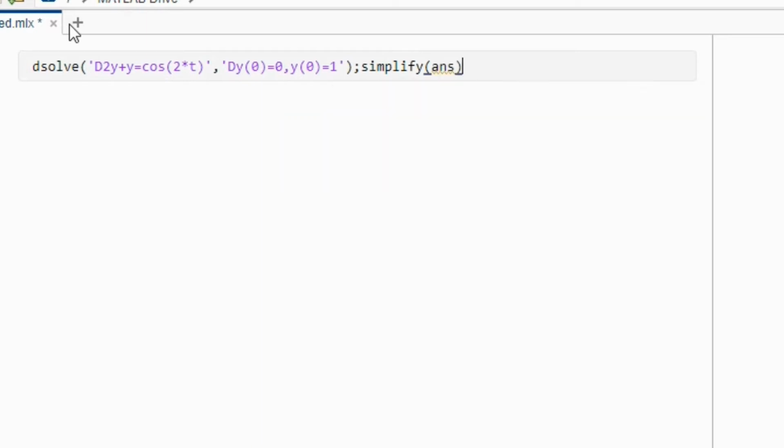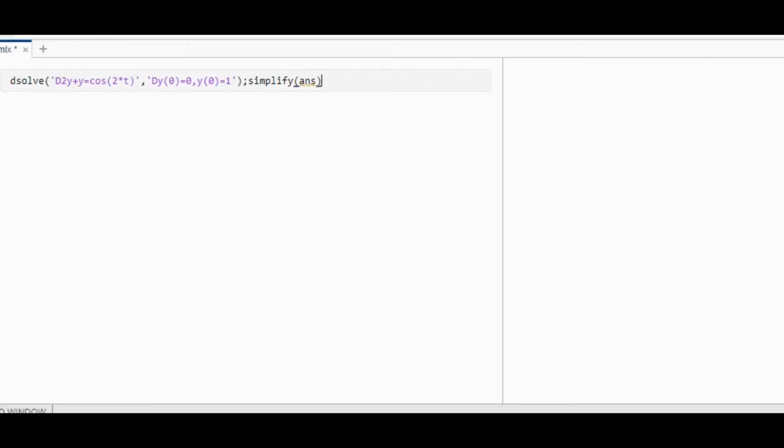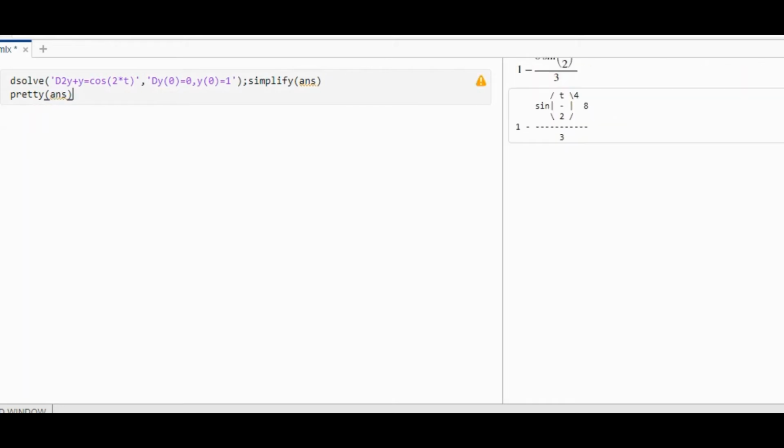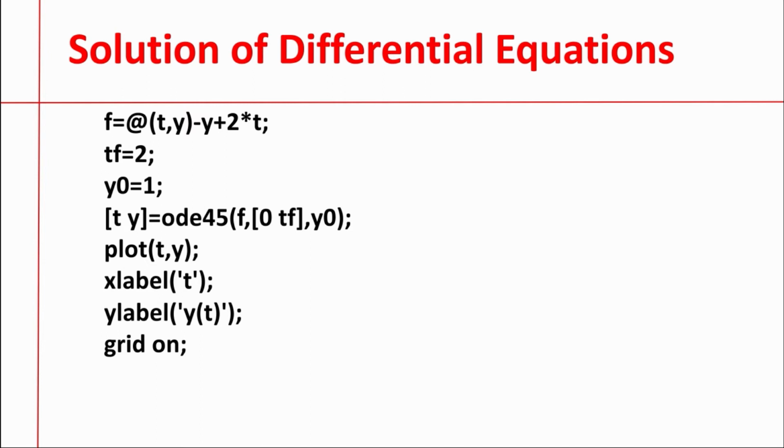Okay, simplify answer means that your answer will be a simplified answer. Okay, so this is your simplified answer with initial conditions. Remember that this answer is with initial conditions. Okay, so this is your pretty answer. Okay, now solution of differential equations with another code.